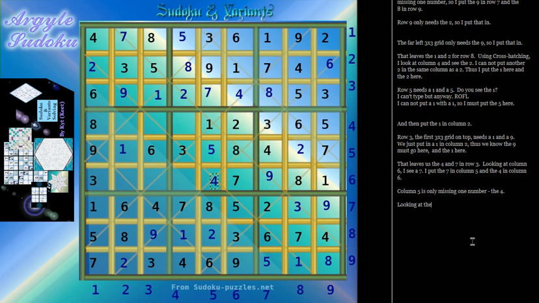Now looking at the far left middle 3 by 3 grid, I know I need a 2. But look at where the other 2's are. This means that I can only put a 2 in row 3, column 3.